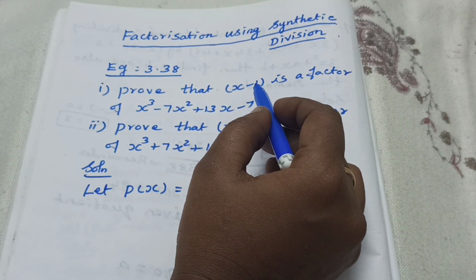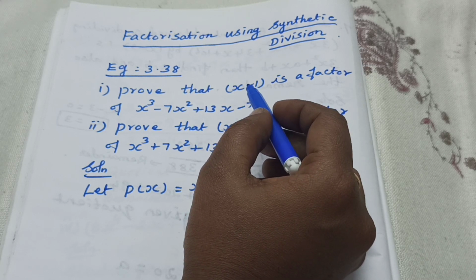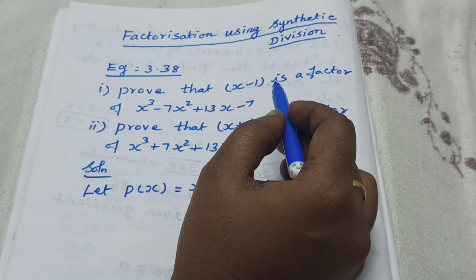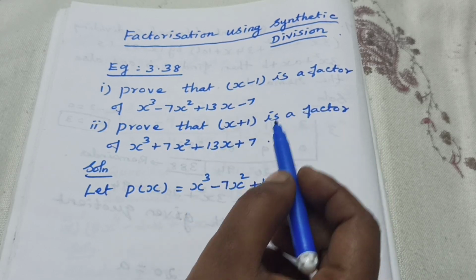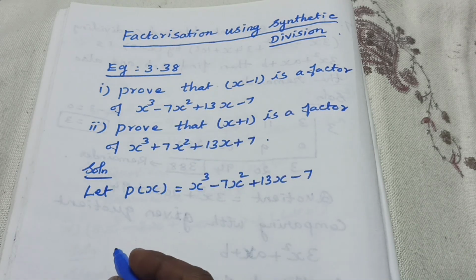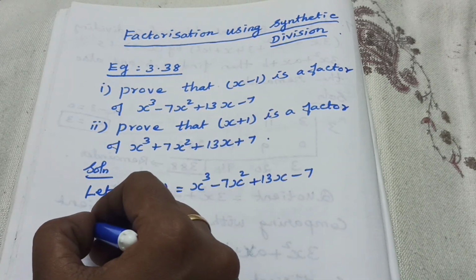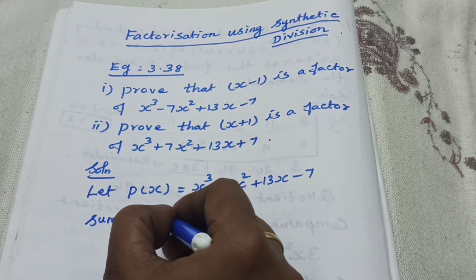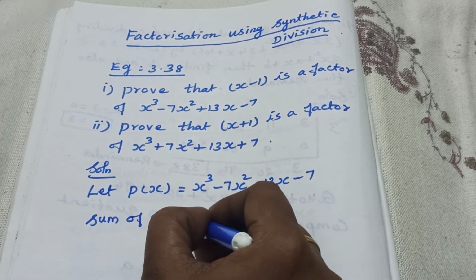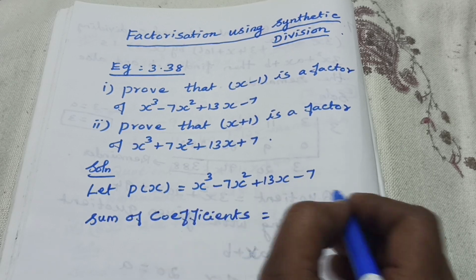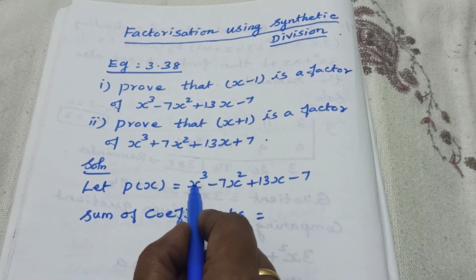We already learned one condition, isn't it? x minus 1 is a factor of p of x if the sum of the coefficients of p of x is 0. Then at once we can write that x minus 1 is the factor. Then the sum of the coefficients is equal to, say, the sum of the coefficients.